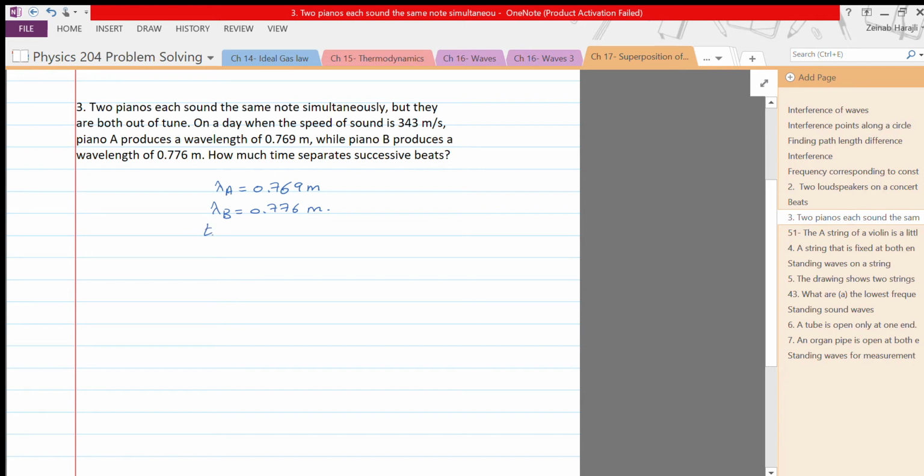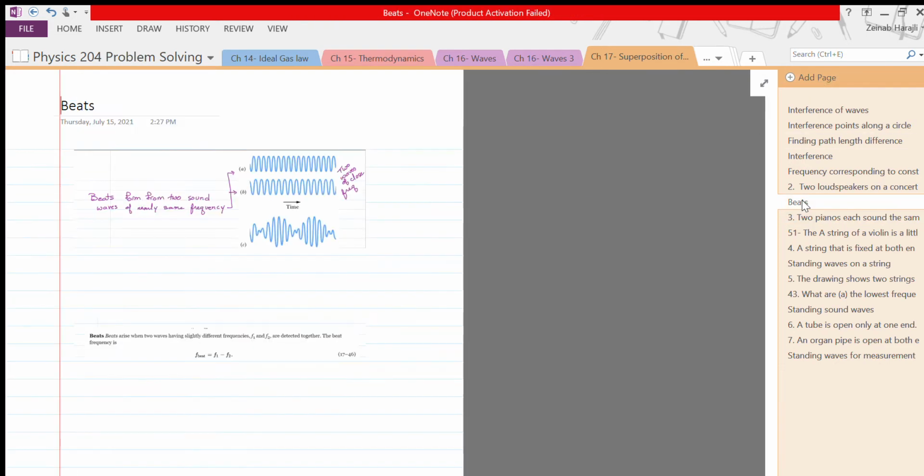So we want the time between successive beats that will be produced due to these two sound waves, which obviously have very close frequencies. Since we're looking for the time between two beats, we are basically looking for the period, because the period is the time that separates two waves. Recalling the formulas for beats, beats form when two sound waves of nearly the same frequency are emitted.